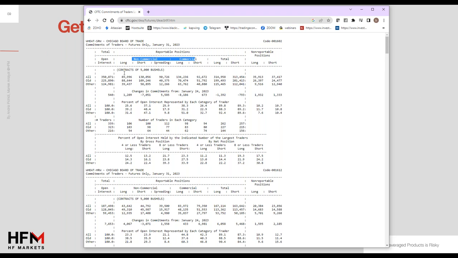So we see the long position. You see non-commercial long, short, spreading. Commercial long, short, and then we have a total. What you have to check first of all is the long column. If we see both non-commercial long and commercial long growing, then that's a bullish signal for wheat. If we see long and short positions in both growing, then it's a bearish signal.